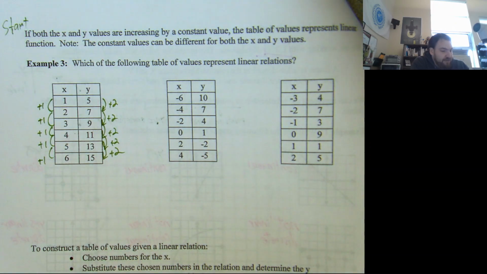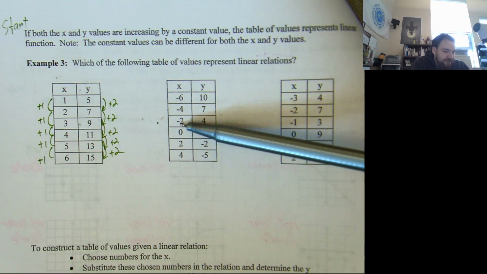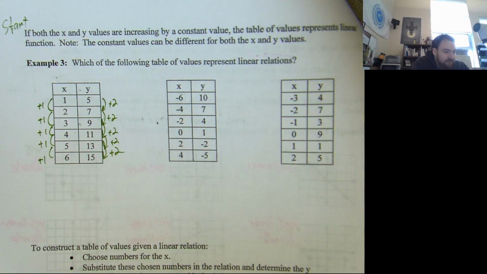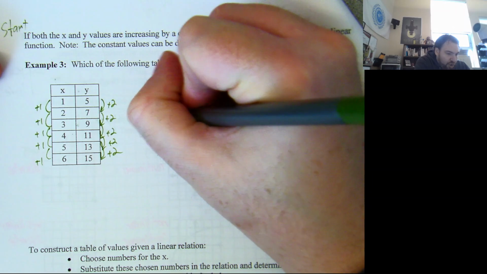So is that relationship linear? Yes. Interesting. Let's take a look at this guy. -6 goes up to -4, -2, 0, 2, 4. What's this guy going up by? We're going up by 2's all the way down.